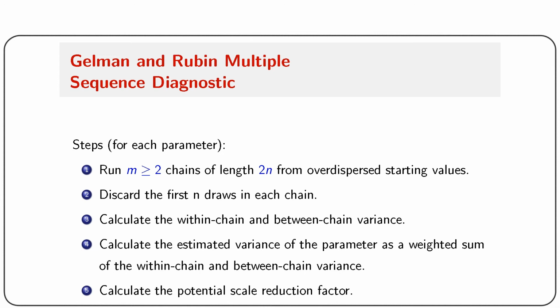Now we'll see the Gelman-Rubin multiple sequence diagnostics. I'm just stating the different steps for this diagnostic process. Run m greater than 2 chains of length 2n from overdispersed starting values. Discard the first n draws in each chain. Calculate the within-chain and between-chain variance. Calculate the estimated variance of the parameter as a weighted sum of within-chain and between-chain variance. Calculate the potential scale reduction factor.